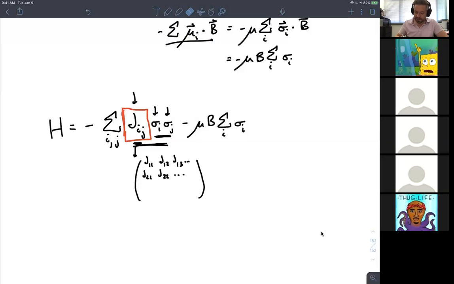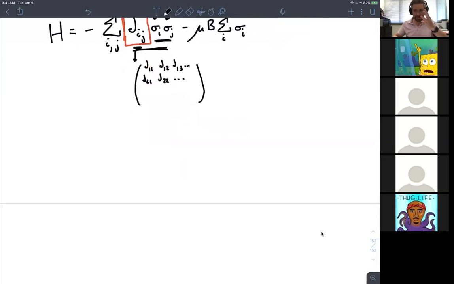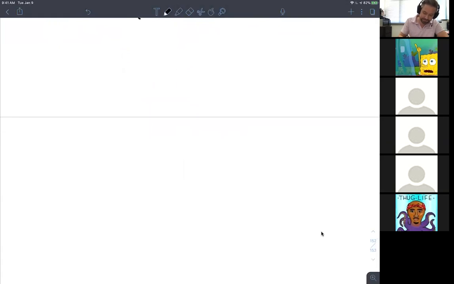Okay, so now let's talk about the different possible values of J. So we have 3 possibilities for the different values of J. All right, so let's talk about what they are. If we look at these values of Jij, there's 3 possibilities. One is they can be positive, okay?